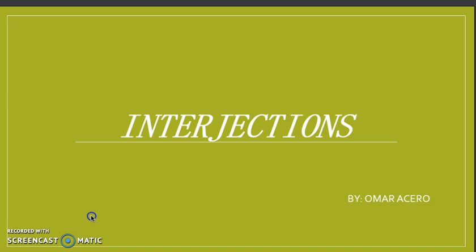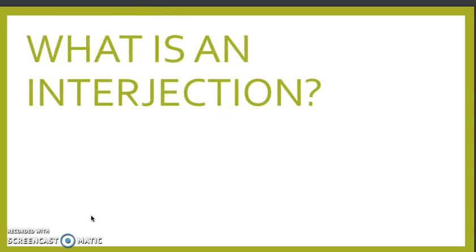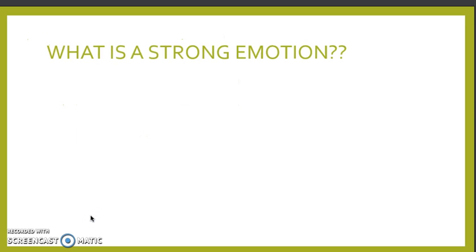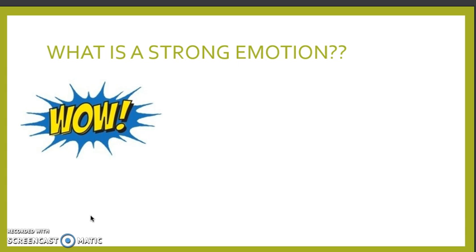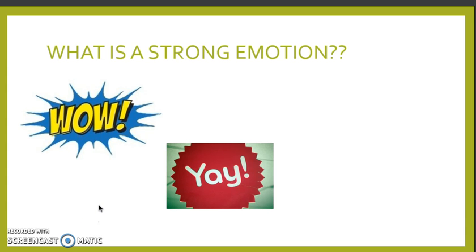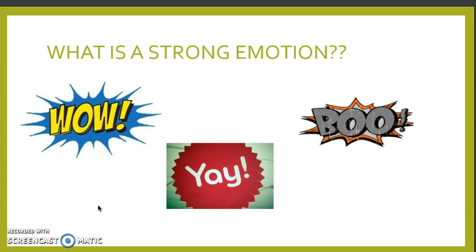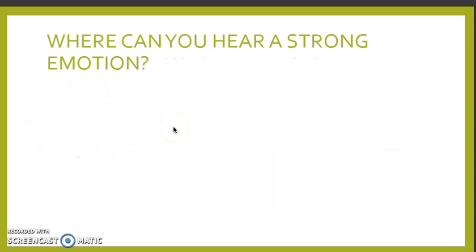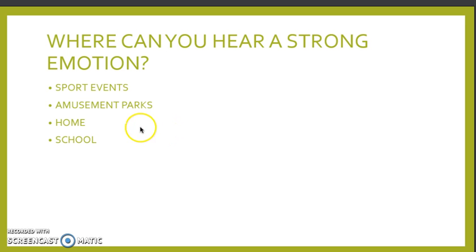Interjections. What is an interjection? It is a word that shows strong emotion. What is a strong emotion? Like wow, yay, and boo. Where can you hear a strong emotion? Here are some examples: at a sporting event, amusement parks, at home, and at school.